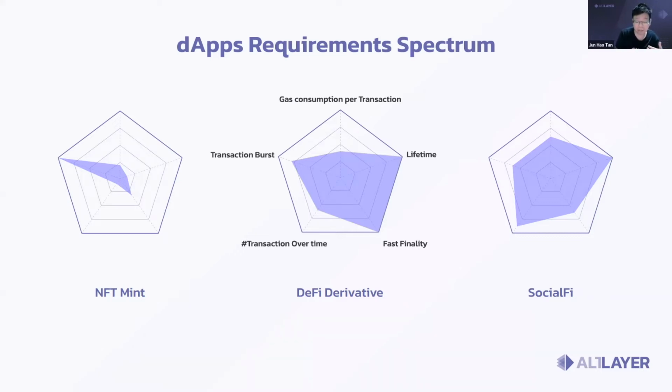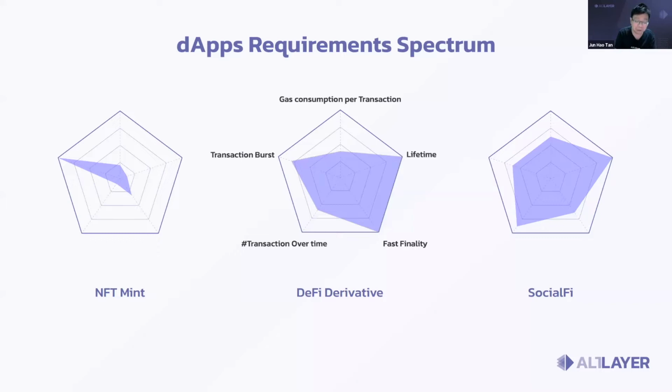But if you take a look at something heavier, like a DeFi derivative, for example DYDX, you'll notice that they need very fast finality because price sensitivity is a big issue. And the transaction burst over time may not be as much as NFT minting, but it's still pretty heavy when the market is very volatile and there's lots of trading behavior. And as for lifetime, you will need DYDX to be running forever, whereas you don't need the NFT to be there anymore after that. The same situation applies to SocialFi or GameFi or other applications.